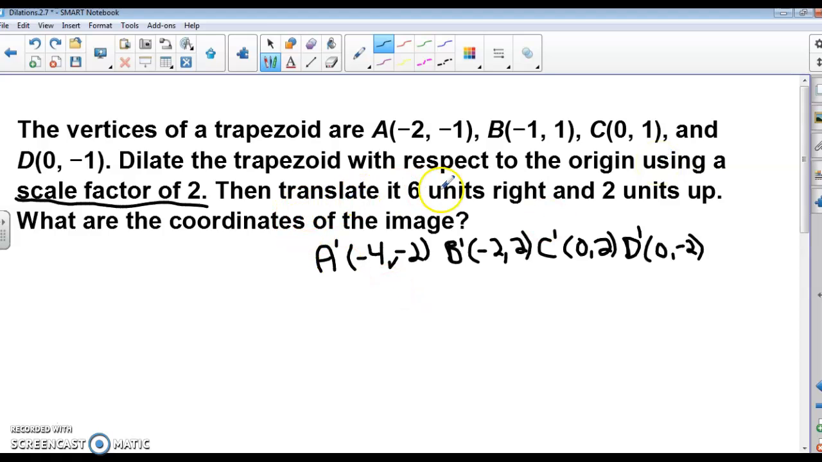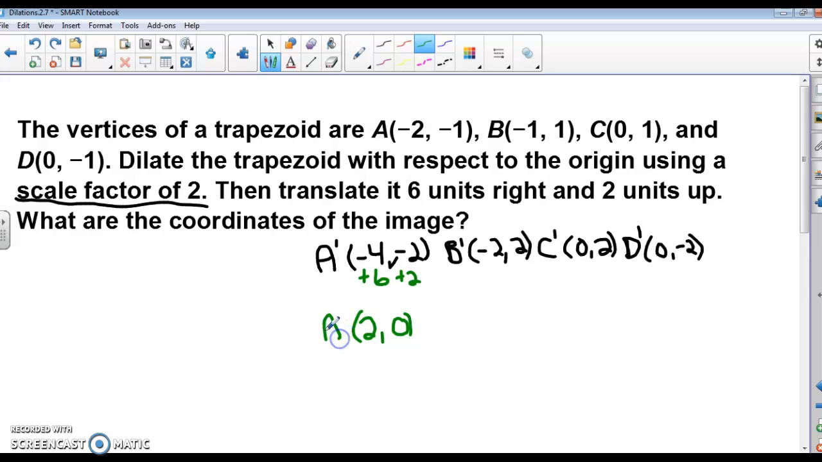Now I have to translate it 6 units right and 2 units up. If I'm going 6 units right, that means I'm adding 6 to the x value. 2 units up, I'm adding 2 to the y value. So I have to add 6 to this negative 4, and I have to add 2 to this negative 2. So negative 4 plus 6 is 2, and negative 2 plus 2 is 0.